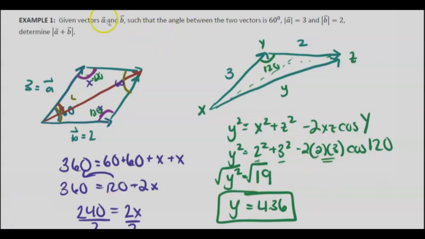So going back up to the original question, this doesn't ask for the direction of the resultant vector. This just asks us to determine the magnitude of a plus b. Okay, so the magnitude of a plus b, again, this is the resultant, and you want to find the length, which is aka the magnitude.